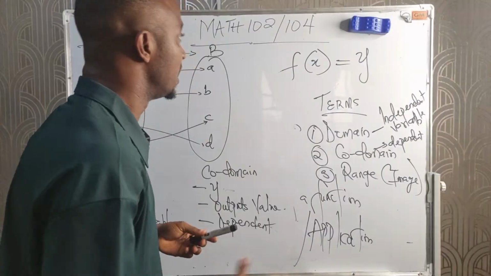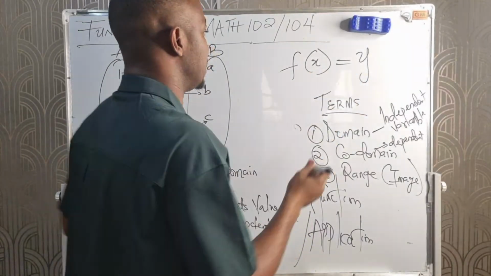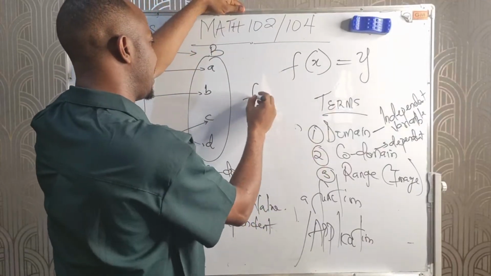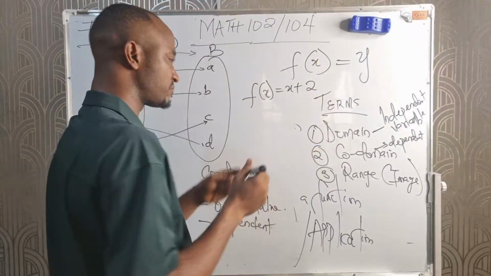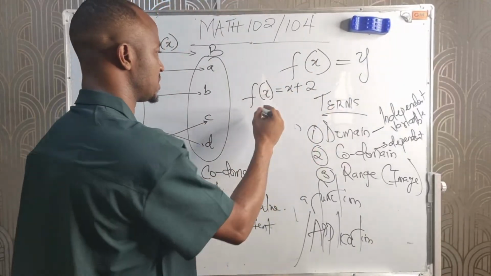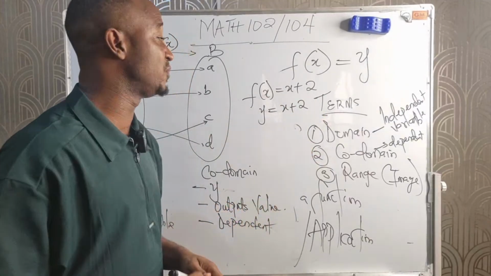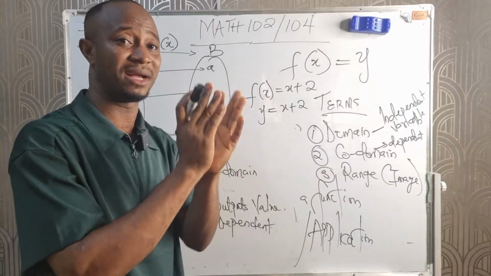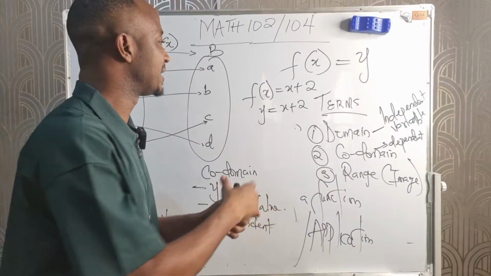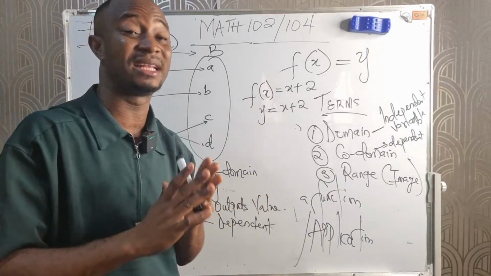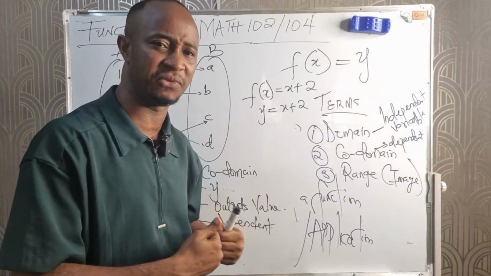Like I said, a function is described as f of x equals y. For example, if I have f of x equals x plus what? 2. This simply means what? y equals x plus 2. Anytime you see f of x in mathematics, it simply means what? Function of x. And that function of x represents your dependent what? Variable. x represents your independent variable.